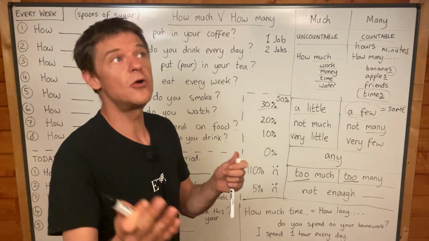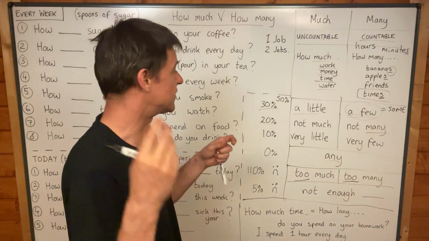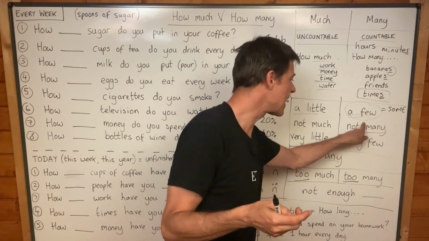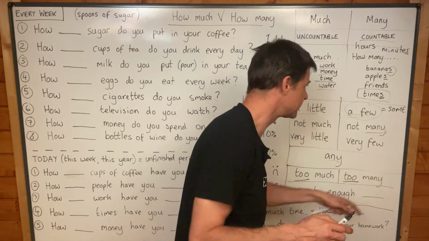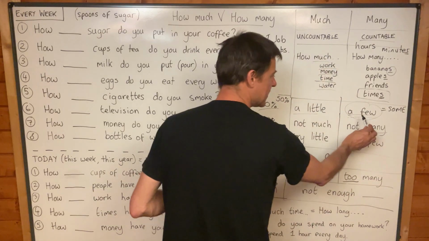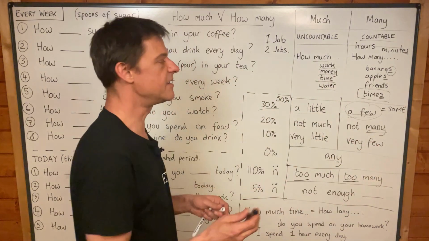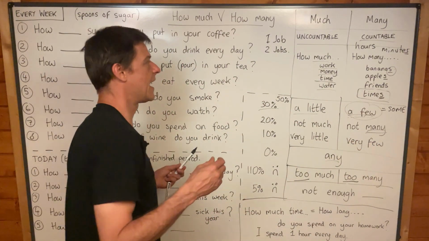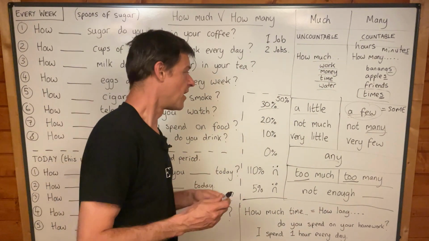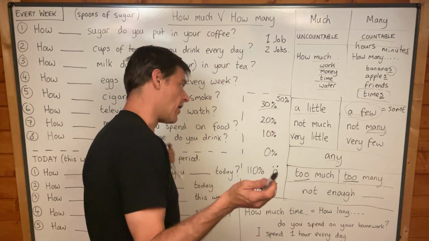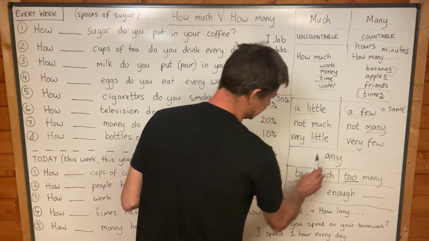But maybe you only have 3 friends and you say, Dave, I don't have many friends. Friends is countable, so it must be few or many. But if you say, Dave, how much money do you have? I will answer, I have very little money.